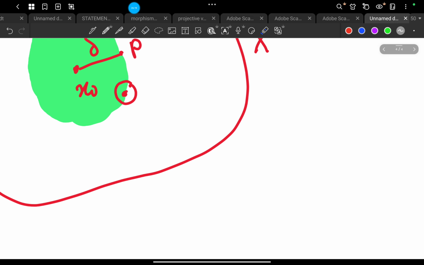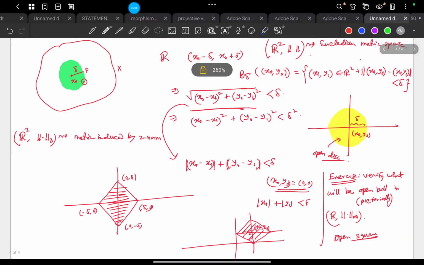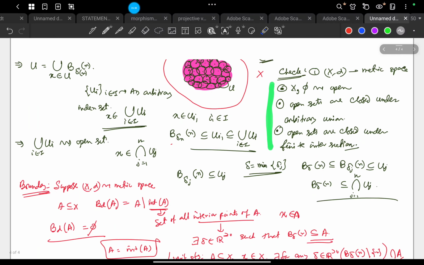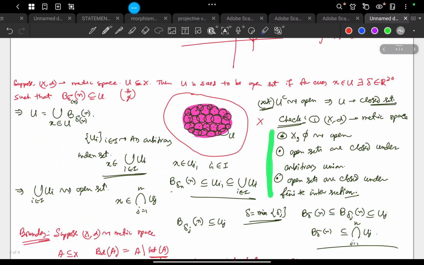So then each of the boundary elements are limit points as well. But it is not necessary every time that the boundary points will be limit points. So that's the limit point of A. It is a limit point of a set, not a limit point of a sequence.